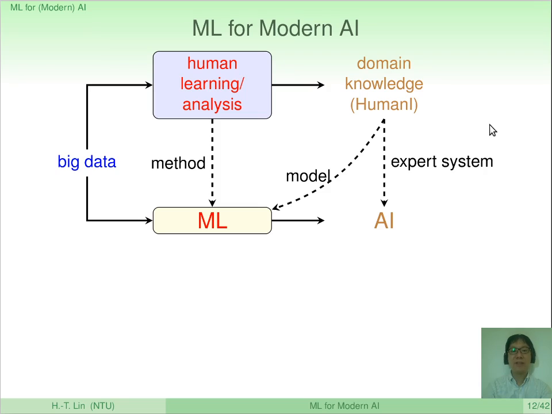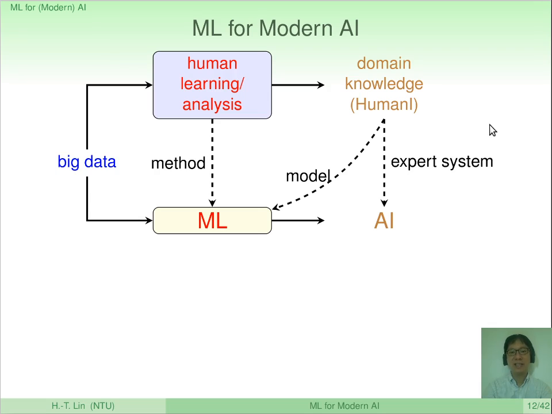And in one stage of AI, people try to encode that domain knowledge to build the AI as rule-based systems. That's called expert systems. That's the route that we see on the very right-hand side. Machine learning is trying to speed up this process by following the bottom route. But it doesn't mean it's isolated from human learning.